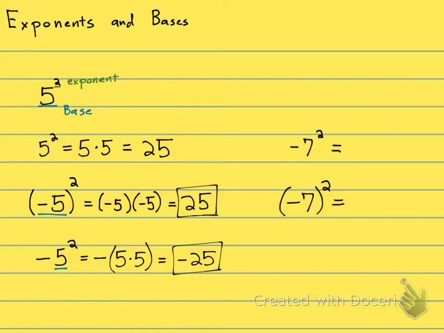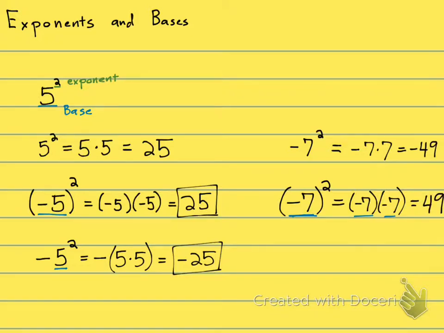The one on the top is like saying the opposite of 7 times 7, which gives you a -49. And the one down here is -7 times -7. The negative is part of the base, so it's going to happen twice. So the answer here is a +49.